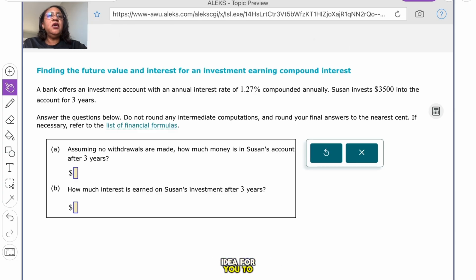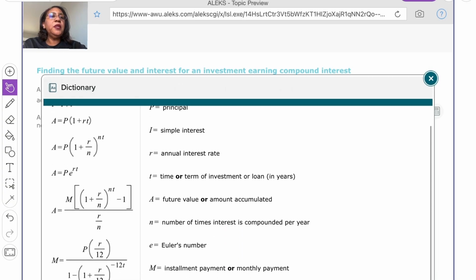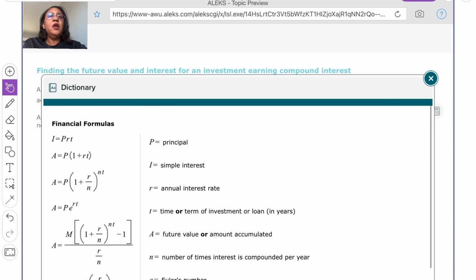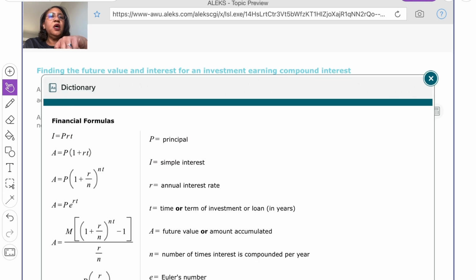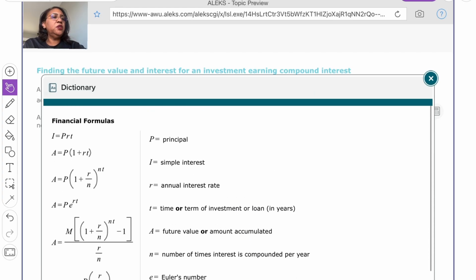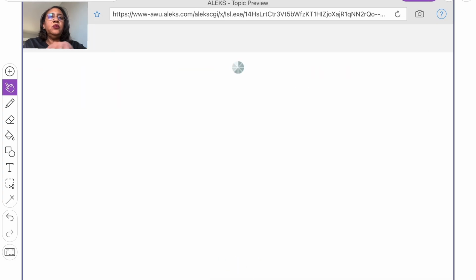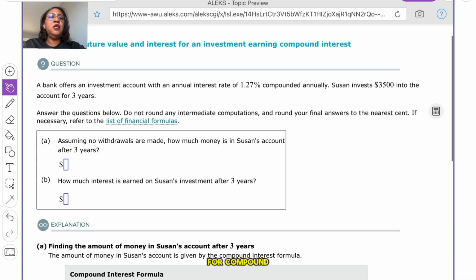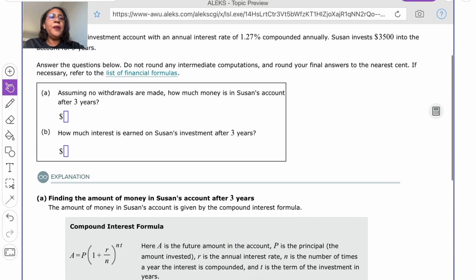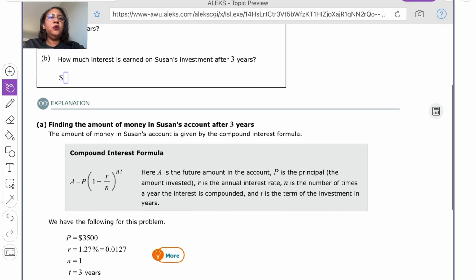Now, it's a good idea for you to click on the list of formulas so we can see all of the financial formulas used. The ones you use the most are the first, second, third, and maybe the fourth one. The other ones we don't use that much. And then as always, I like to make sure that you can see the explanation for compound interest. Okay, so we know what formula we're going to use.